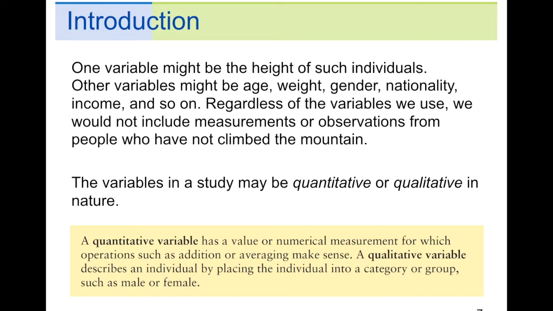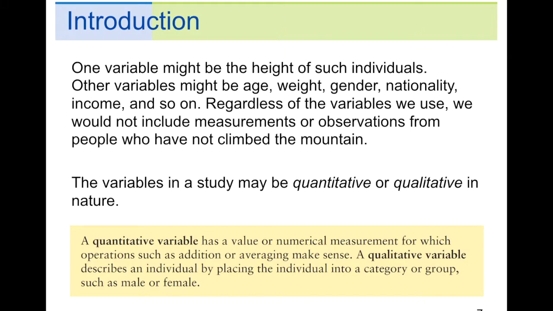Variable could be many things. It's what do we want to know about those people who have made it to the summit. Some examples might be age, weight, gender, nationality, income, and so on. It's whatever you want to study about these people that have made it to the summit. Regardless of the variables we use, we would not include measurements or observations from people that have not climbed the mountain. We only care about whatever it is about the people that have climbed Mount Everest and made it to the summit.